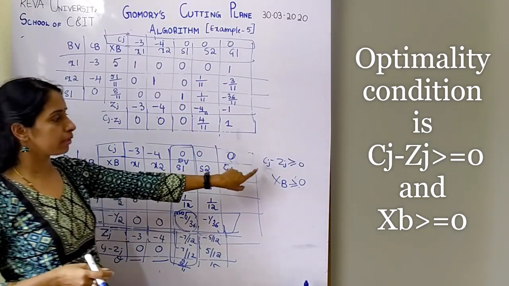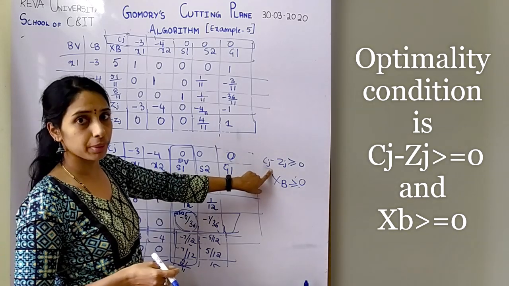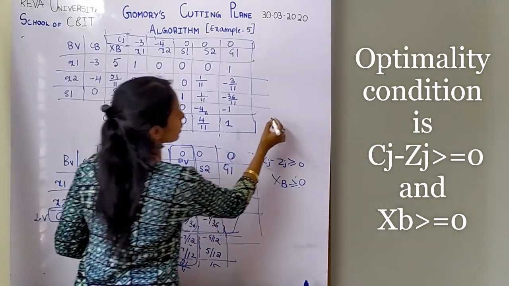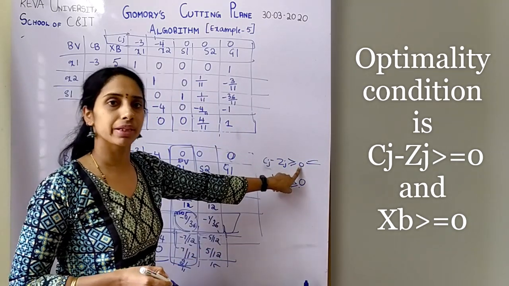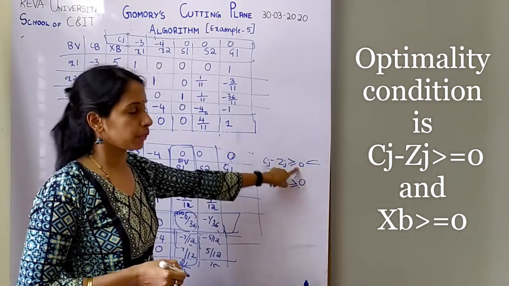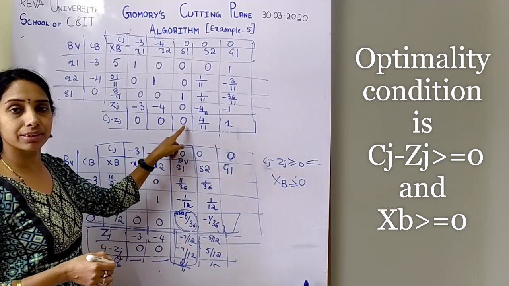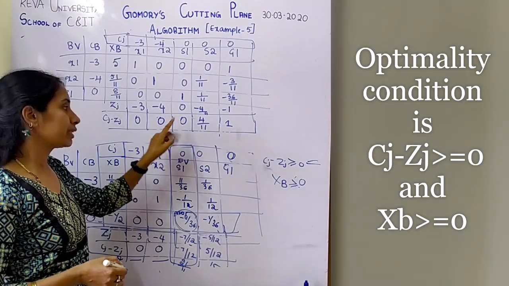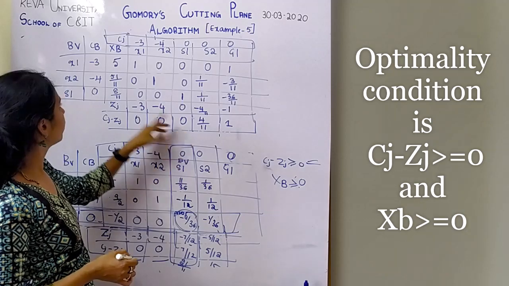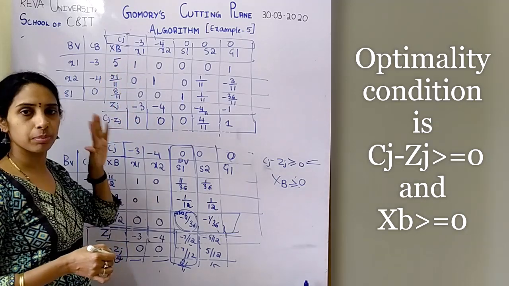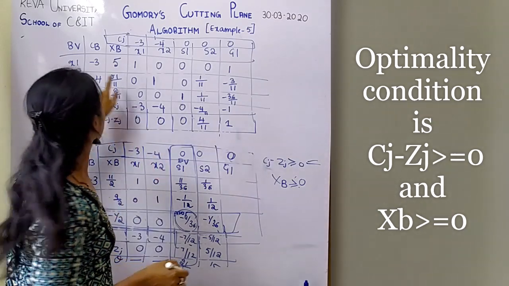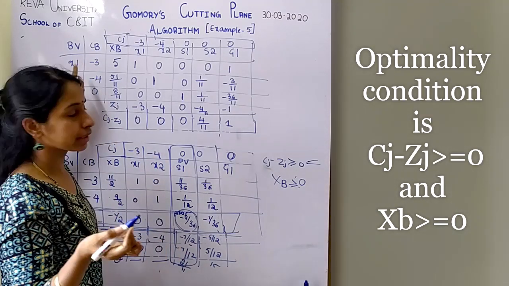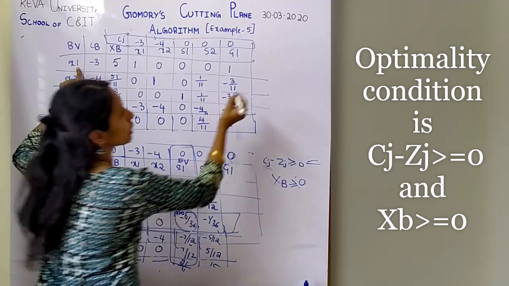What is our next step? Find out or check the optimality condition. What is the optimality condition? It says that Cj minus Zj should be greater than or equal to 0. Is Cj minus Zj greater than or equal to 0? Yes, it is greater, and all the xb values are positive. So it indicates stop the iterations.